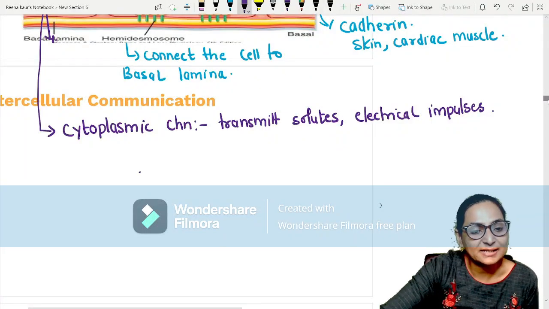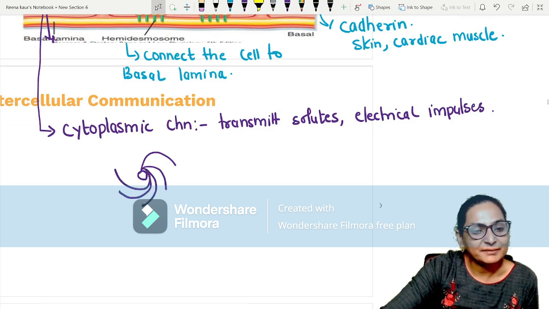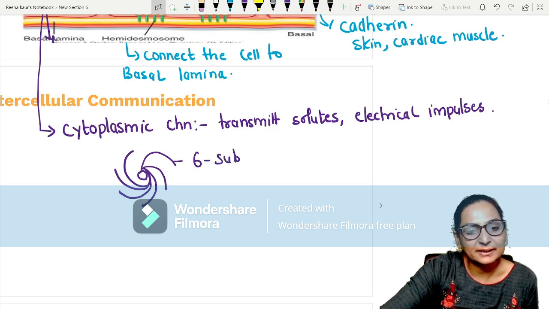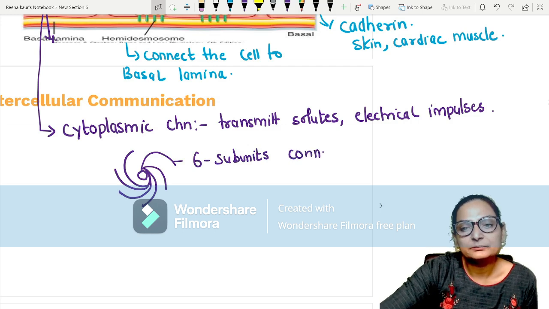So remember, there is a pore in the center. 1, 2, 3, 4, 5, 6. And these 6 subunits are there, which are called connexons.